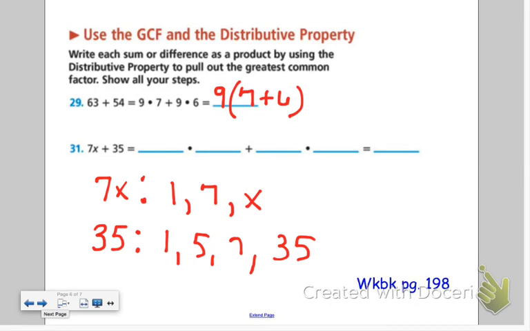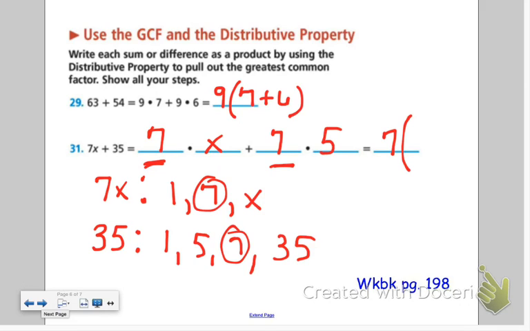And it looks like the greatest common factor here is 7. I know that 7 times x gives me 7x. I know that 7 times 5 gives me 35. 7 is the greatest common factor. So I'm going to pull out that common factor of 7. I'm going to put that outside the parentheses. And inside the parentheses, I'm going to put the other factors, x and 5, and I'm going to put the addition sign in the middle. So 7 times the sum of x and 5.